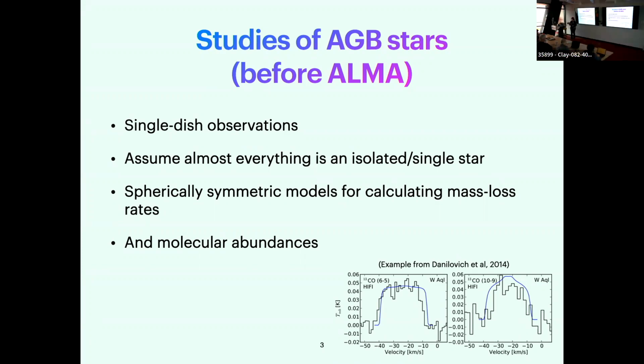Because of this, of course, we had to make a lot of assumptions. We assumed a lot of spherical symmetry, and kind of assumed that in most cases where we didn't obviously see something to the contrary, most stars were single or at least isolated. So a little bit what I mean by that is if there was a companion, it was far away enough not to really matter. So yeah, we made a lot of assumptions, but we could use this to derive mass loss rates and molecular abundances for whatever we saw.